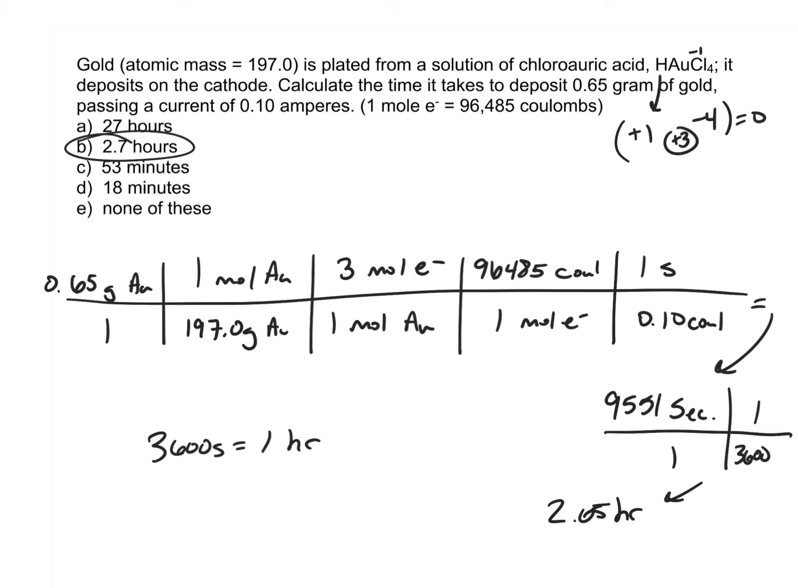Notice the amperage isn't very high. 0.1 amps, it's not very much. But it's a slow process, but I will plate 0.65 grams of gold.